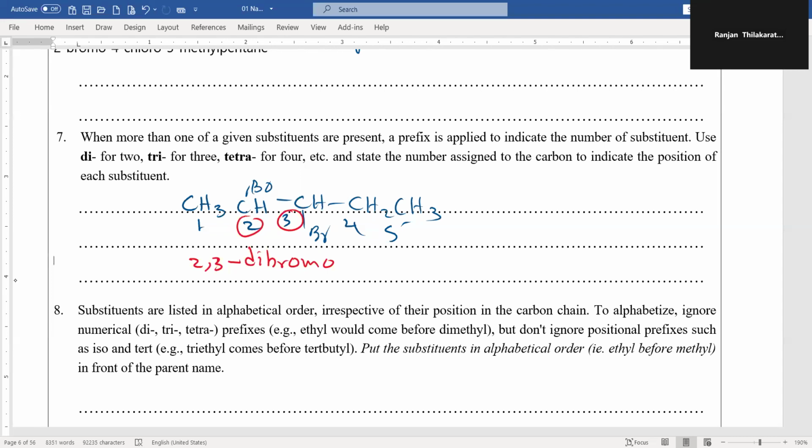And now you don't have more substituents. And the longest chain contains 5 carbon, therefore it is pent. And it is an alkane, so I put that in. 2, 3 dibromopentane. 2, 3 dibromopentane is the name.